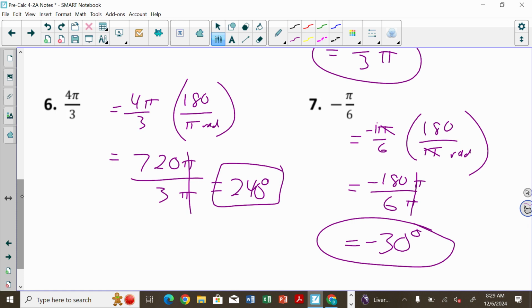Okay, so that's the main focus: changing those to and from radians to degrees, and from degrees back into radians.